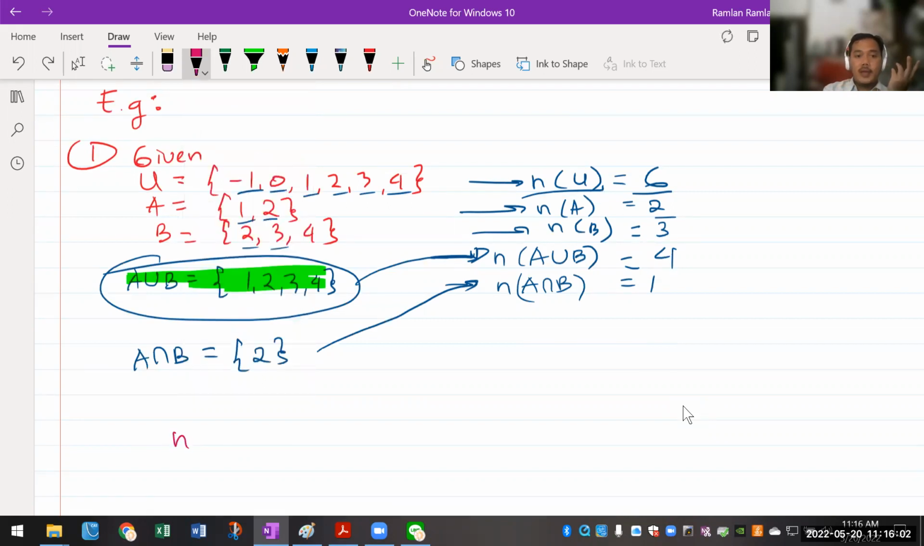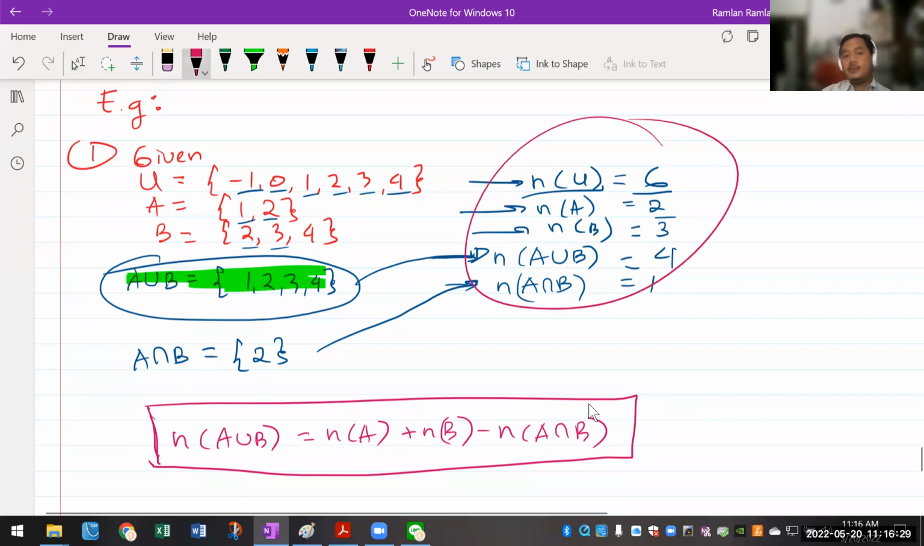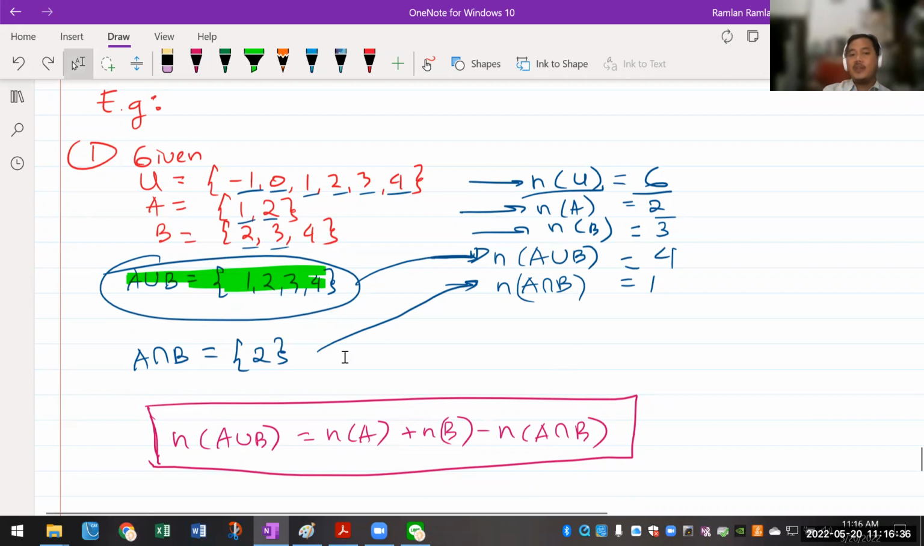The formula will be n(A union B), the cardinal number of A union B, is equal to n(A) plus n(B) minus n(A intersection B). That's it. This is the only formula that you will use for this topic. Only one, cuma 1. Okay, so why are we doing this? Because I want to prove this formula, is it correct or not? Ya, maksudnya kita buktiin bener nggak sih formulanya kalau kita masukin angka-angkanya.